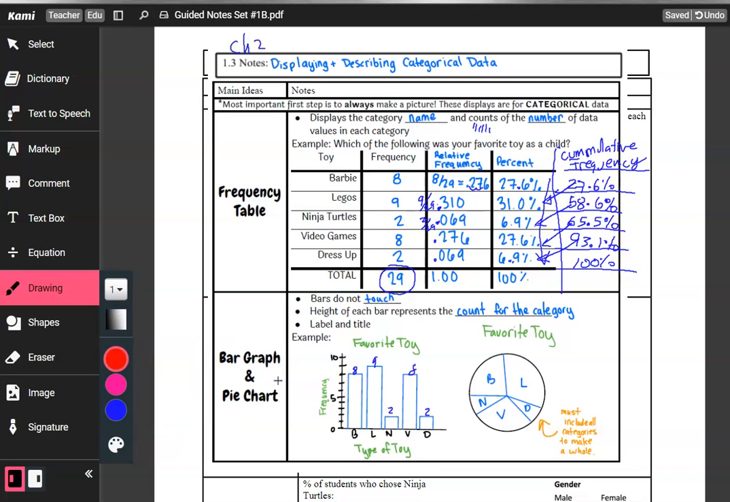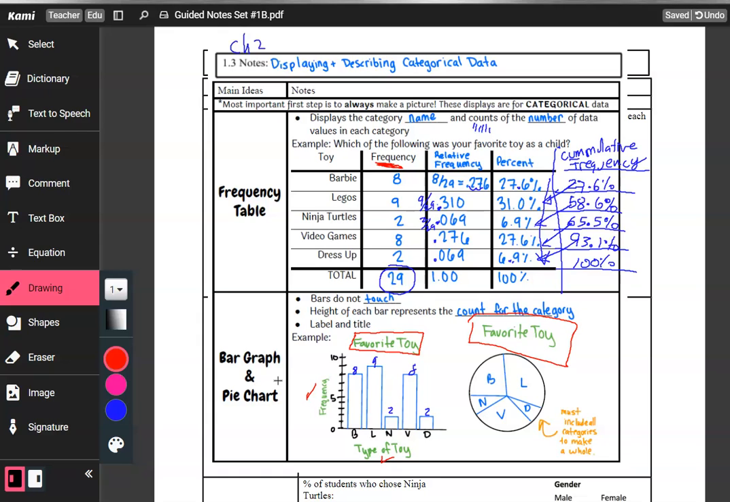Some other important information here. Remember to label, put a title. What kind of bar graph is this? This is a bar graph for favorite toy, as well as the pie chart. Here you're labeling the axis, which is frequency, which is the count. So here's the frequency and the type of the toy. So I'm labeling the axis.